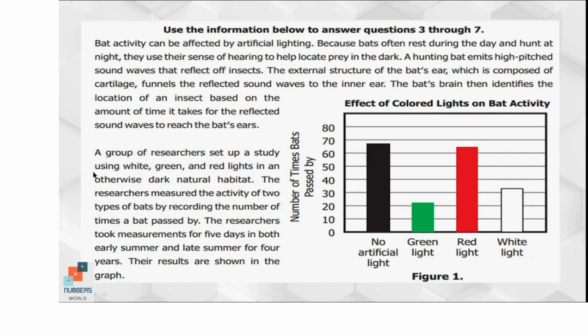A group of researchers set up a study using white, green, and red lights in an otherwise dark natural habitat. The researchers measured the activity of two types of bats by recording the number of times a bat passed by. The researchers took measurements for 5 days in both early summer and late summer for 4 years. Their results are shown in the graph.